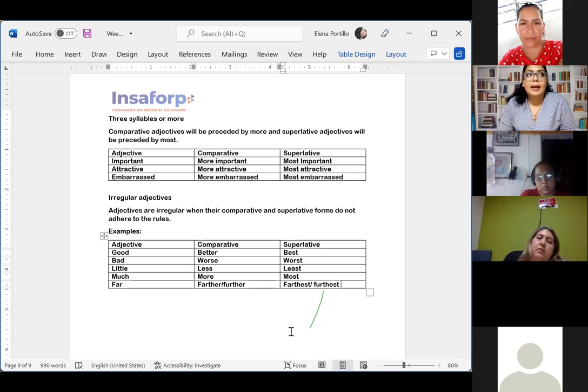It's like with the regular and irregular verbs, that we know that in regular verbs, we have one specific rule for them. But in the irregular, they change the structure. It's the same with these kind of adjectives.